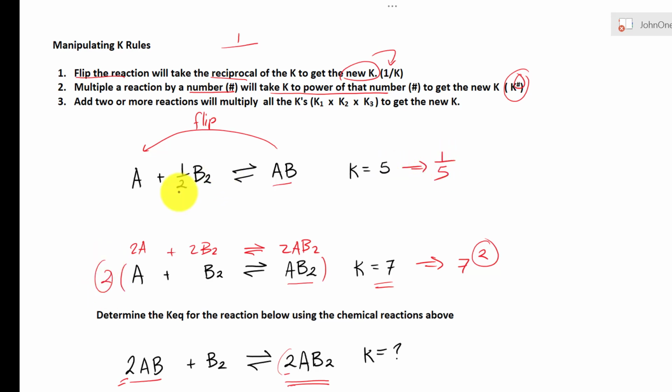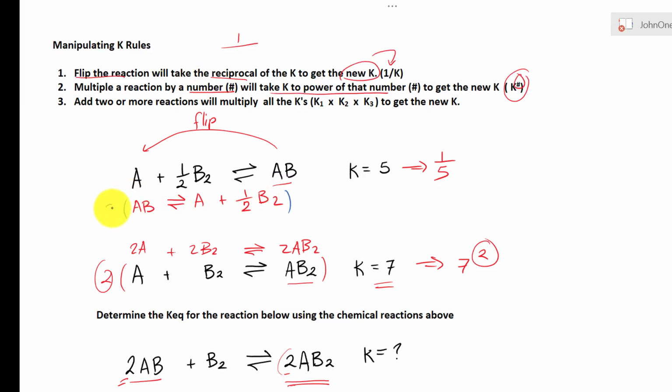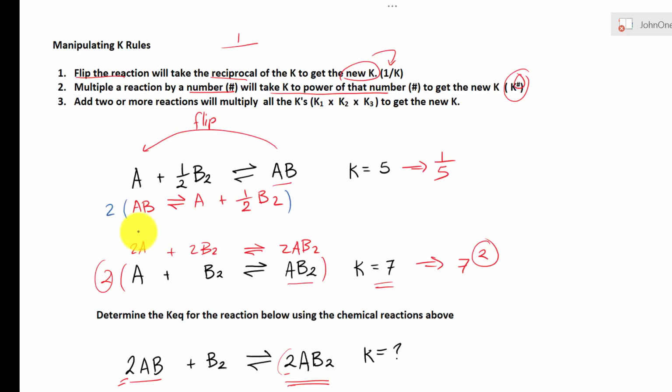So in this case, I flip it, right? So I'm going to have this right here. So I have A plus B, and the other side will become the product, which in this case is A plus 1/2 B2. That's good. But in this case, I have to have 2AB. So what I'm going to do next is multiply this by 2. So after I multiply by 2, I'm going to have 2AB and 2A plus B2.